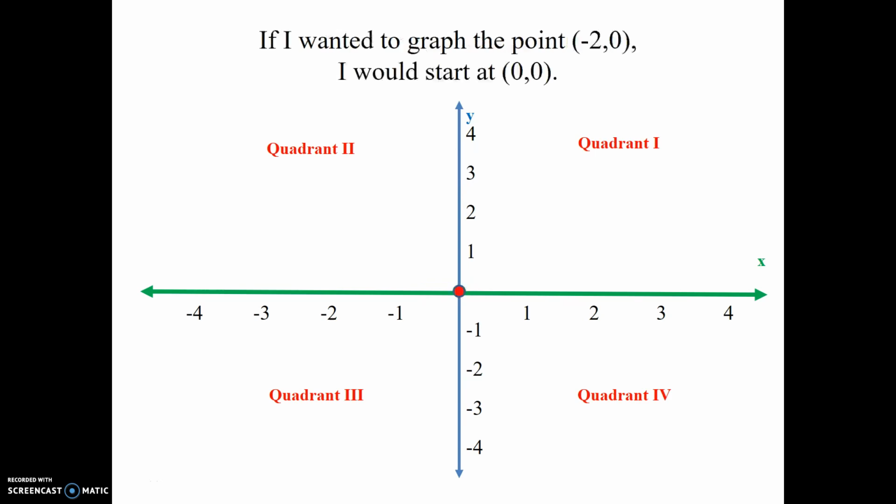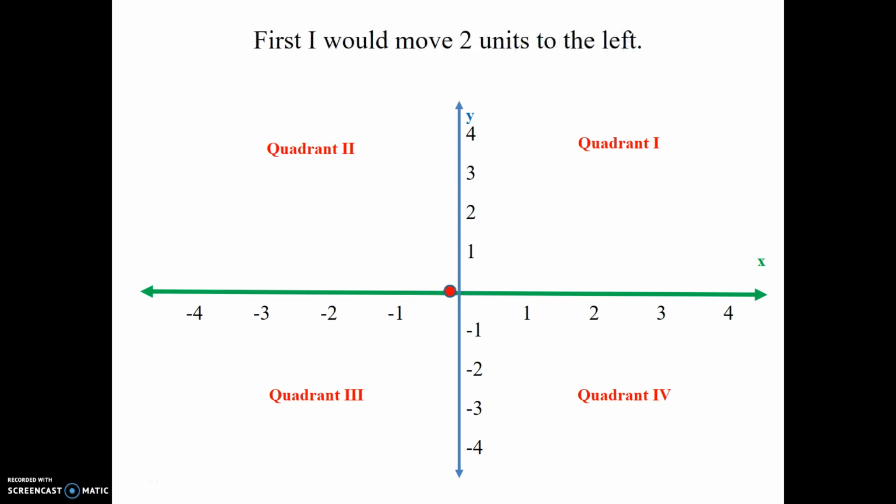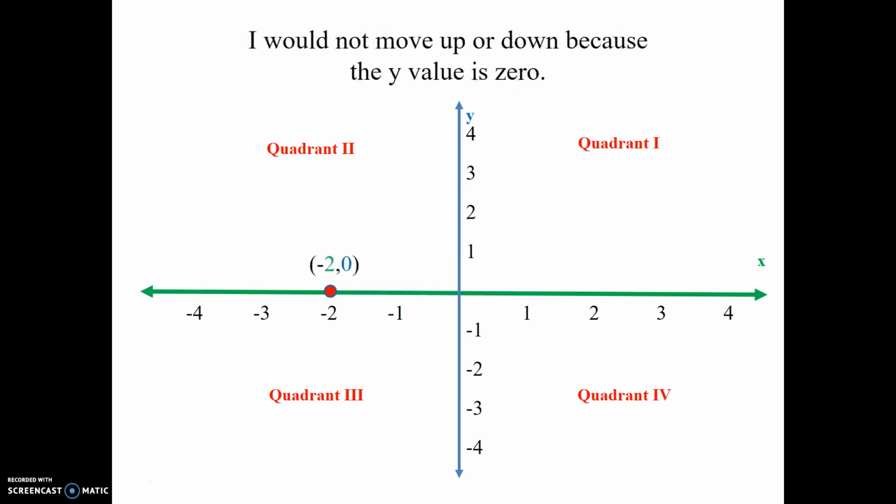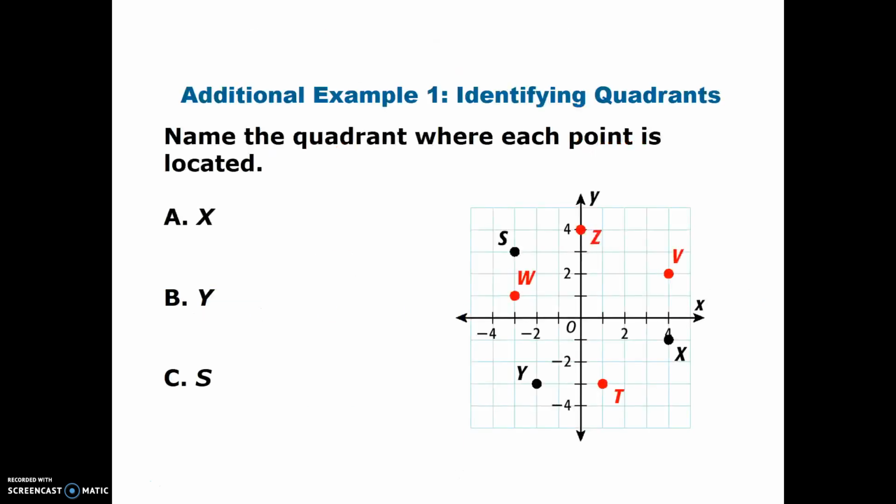Now, what about -2, 1? Start at the origin again. Go to the -2 elevator and realize, oh, this is where I'm supposed to be. I'm on the right floor, so I would not go up or down. All right, so let's take a minute, pause the video, name the quadrant where each of these points is located.